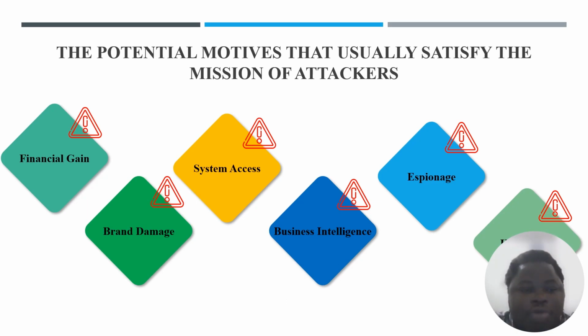Now, moving on, before we continue, we have different motives that usually satisfy the mission of attackers. First being financial gain. Financial gain is a common motivation for cyber criminals. They aim to obtain sensitive data that they can resell on the black market or use fraudulently, such as credit card information, personal information, or login passwords.